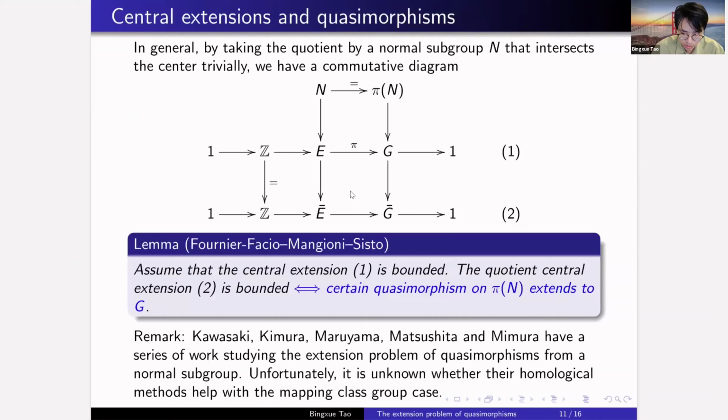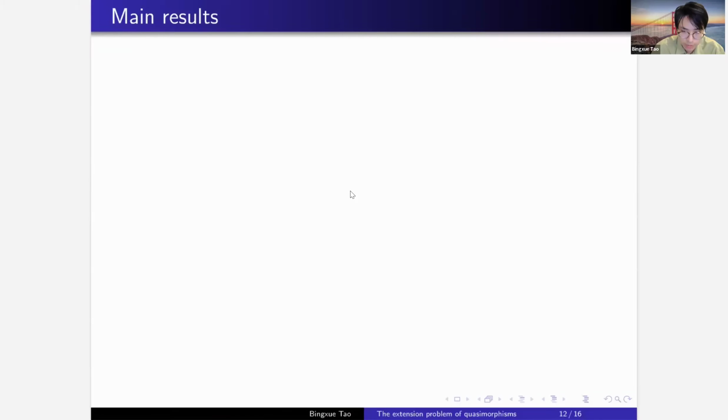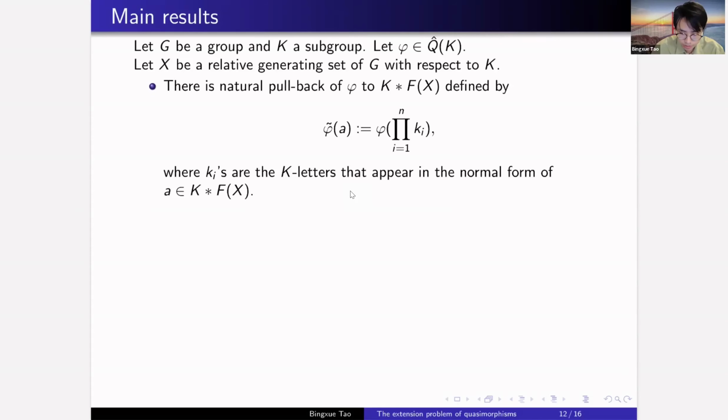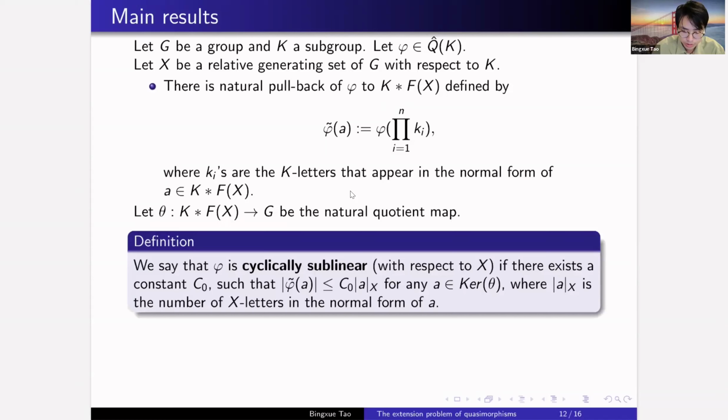Okay. So the time is limited, so let me state the main result. Let G be a group and K a subgroup, and phi is a quasimorphism on K. Then we can define a natural pullback of phi to the free product of K and F_X. And let theta be the natural quotient map from the free product to G.